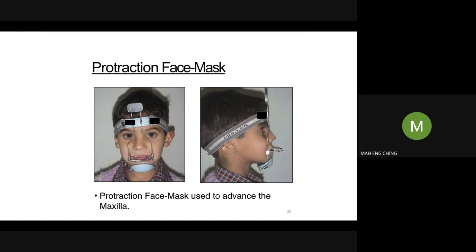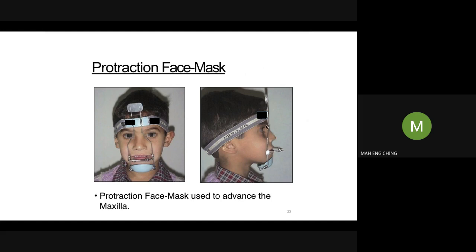So protraction face mask just means you're wearing the face mask attached to the forehead and the chin as an anchor, and you use a rubber band attached to the maxilla. And hopefully this one can drag or bring the maxilla forward. If the patient wears this full time or maybe half day, about 12 to 16 hours, then this maxilla can be brought forward. But this one, you need compliance from the patients.